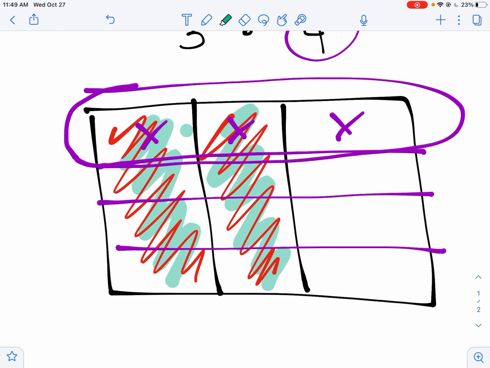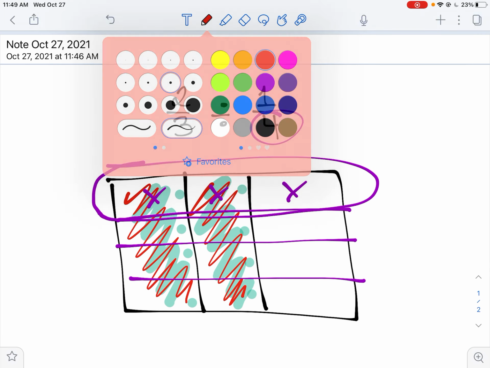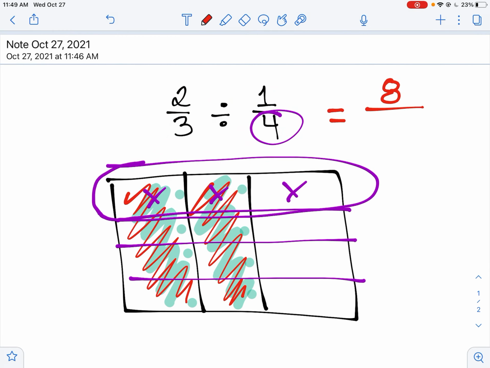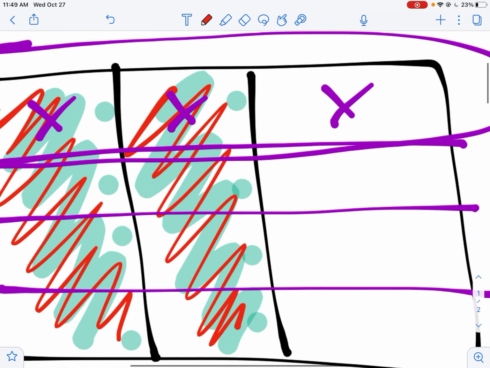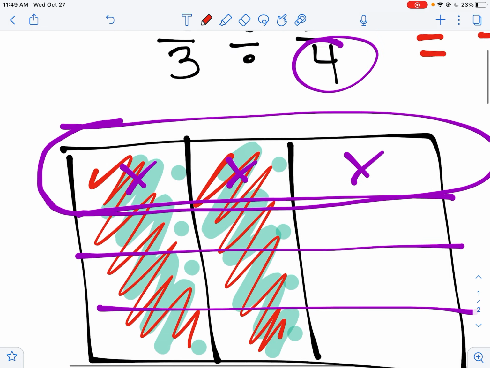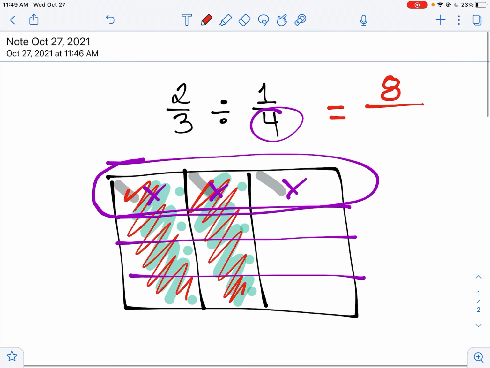Let's count it out. We've got 1, 2, 3, 4, 5, 6, 7, 8 pieces. Okay, so my answer is 8. So I've got 8 shaded pieces. And then I'm concerned with 1/4. Remember how I circled just one of those 4 pieces I made? So how many pieces are in that 1/4? I'm going to use a different color here to do my counting. 1, 2, 3. So when I took 2/3 and divided it by a fourth, I ended up with 8/3.